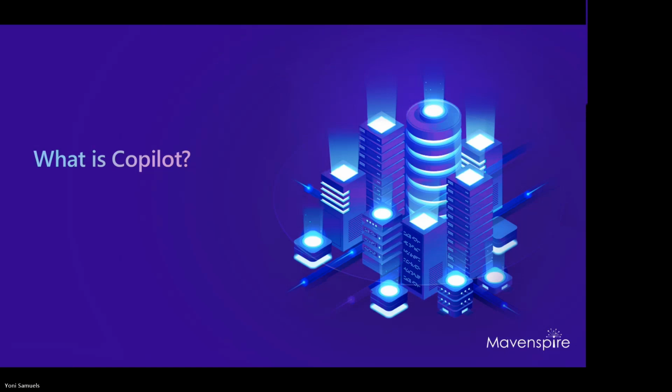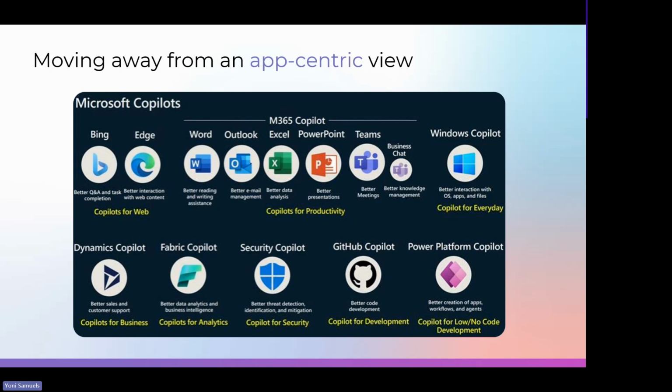So what is Copilot? Copilot, as Microsoft would say, is really everything. Microsoft named everything that they're doing now Copilot. So really, it's different types of Copilots. They're moving from this app-centric view, where you have different apps that accomplish different tasks, and they're trying to move that into a Copilot. They envision there being a Copilot for everything.